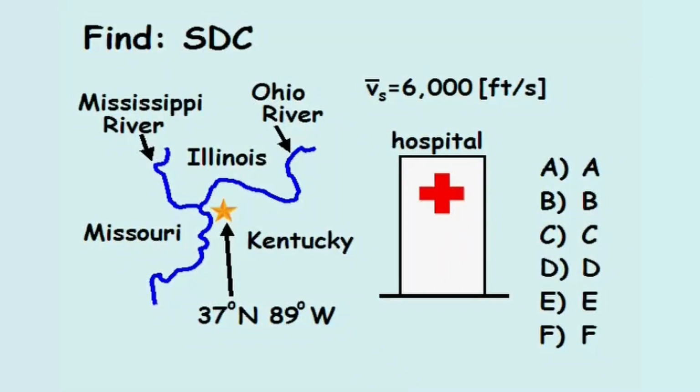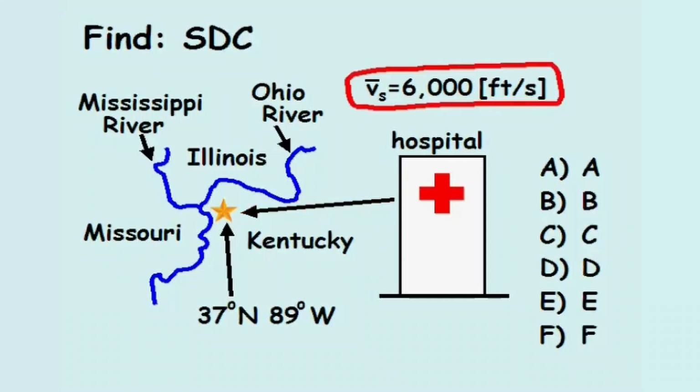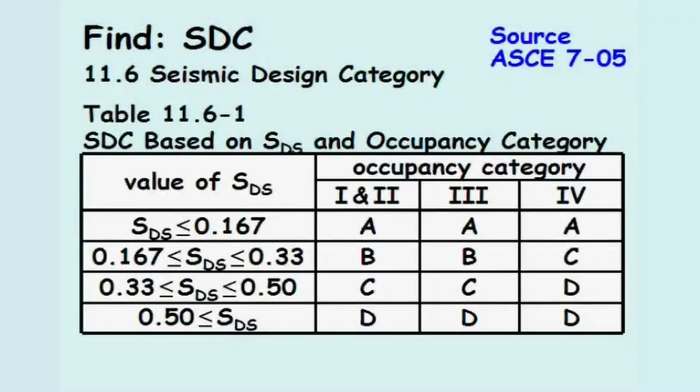Find the seismic design category. In this problem, a hospital is located at 37 degrees north latitude, 89 degrees west longitude, in western Kentucky. The shear wave velocity of the soil is 6,000 feet per second. The seismic design category is defined in section 11.6 of ASCE 7.